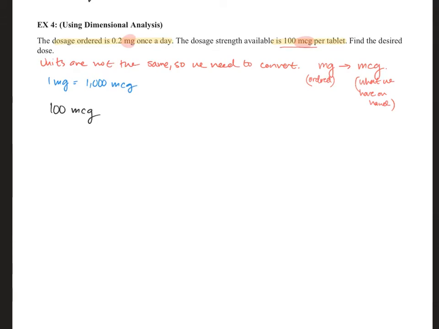Setting this up as a dimensional analysis problem, we create our equation. The dosage we want is equal to the quantity being converted, which is the dosage ordered, multiplied by our conversion factor. The amount being ordered is 0.2 milligrams, and we multiply that by our conversion factor. We want to cancel the milligrams, so when I write my conversion factor, I'm going to put the milligrams on the bottom so that they can cancel.